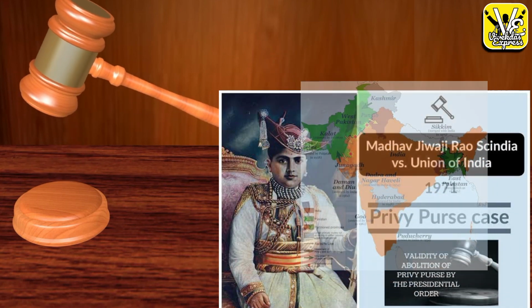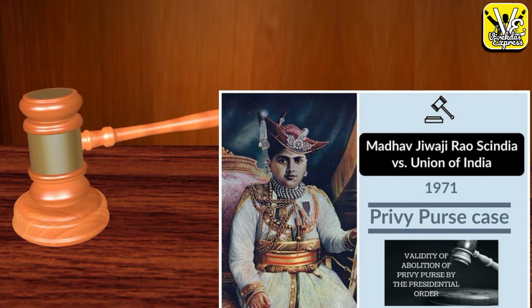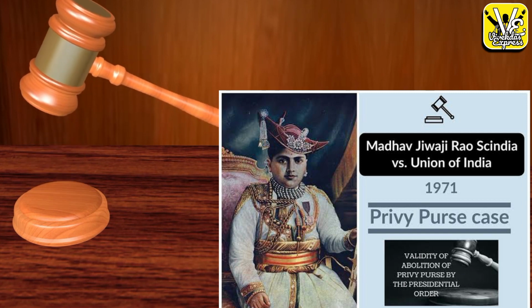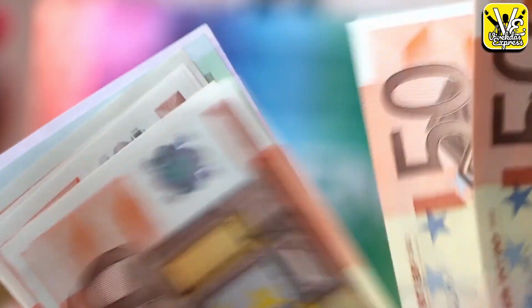As the final step, in 1971, the 26th Amendment to the Constitution of India withdrew recognition of the princes as rulers, took away their remaining privileges, and abolished the remuneration granted to them by privy purses.